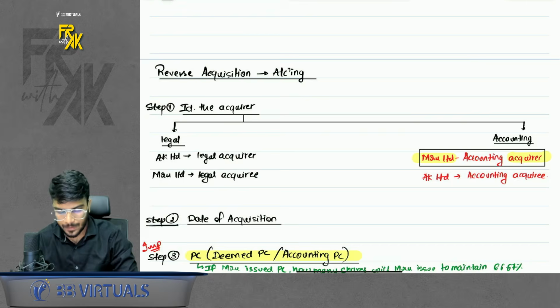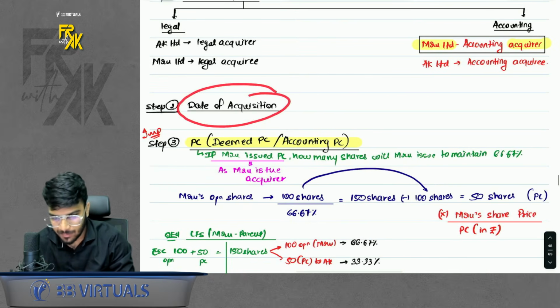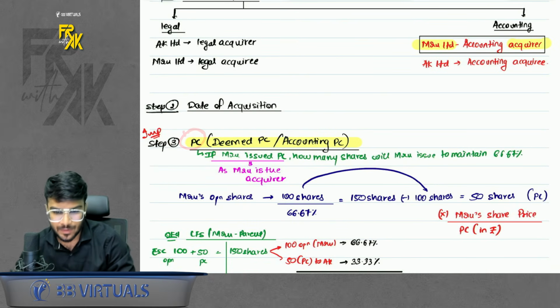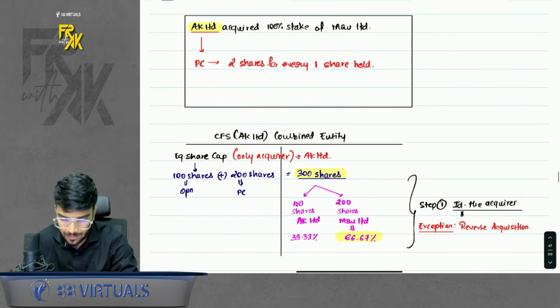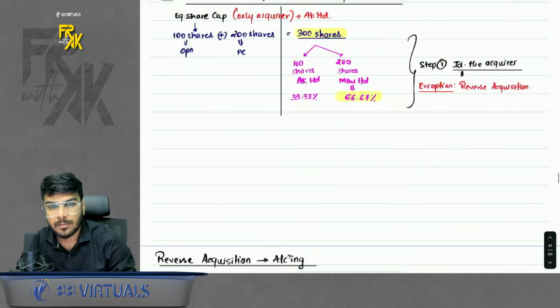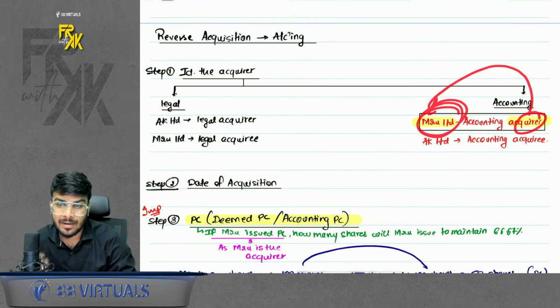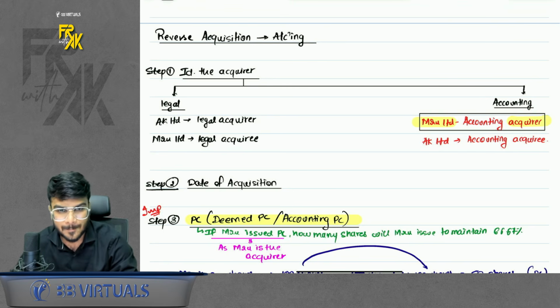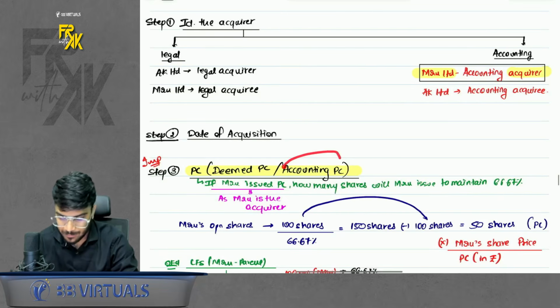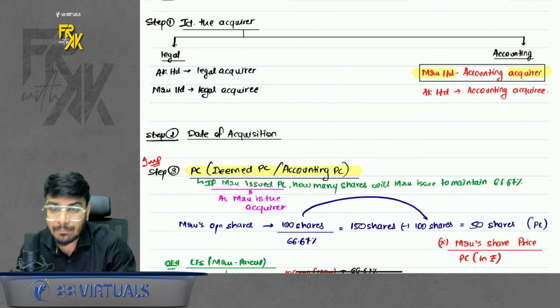What will happen? Step number 2, date of acquisition. It will be the same. Step number 3, PC. Normally PC was given by AK to MRU Limited. But here, if MRU is considered to be the acquirer, can I say MRU should have given the PC? That is known as deemed PC or accounting PC.